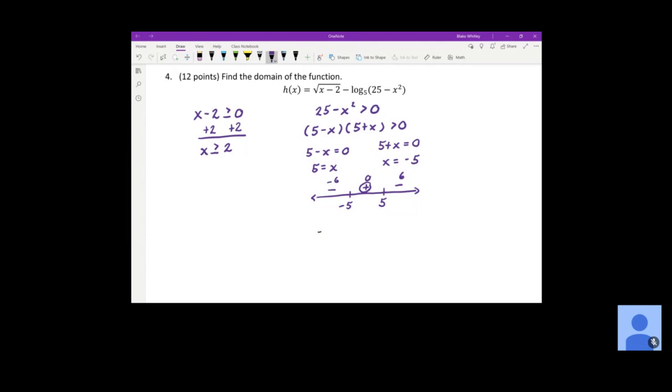Good. So we're starting at 2 because we know we need greater than or equal to 2, and we're going to include the 2 this time, so we need a bracket there. And then we're only going to go up to 5, and that 5 can't be included because it was strictly greater than, not greater than or equal to, so we're not going to include that endpoint. So the only values we have here is everything between 2 and 5, including the 2, but not including the 5.